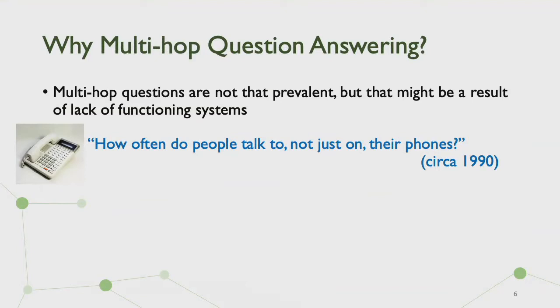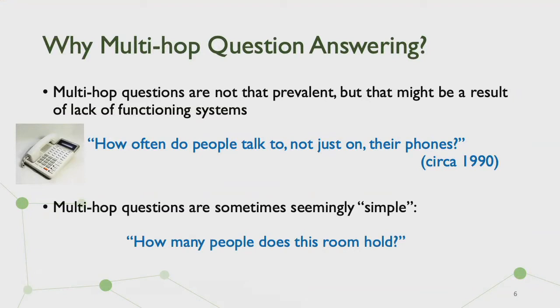Another side of this answer might be a little bit more surprising to people, where sometimes questions that are seemingly simple. So think about this question. How many people does this room hold? In natural conversation, this might come up, but in order to answer this question, you need to first figure out what this room is, where it's located, which building it is, which room number it is, and then read the specs about that room. So I'm arguing that these multi-hop questions are coming up a lot more naturally than we realize. Let's go ahead and try this out.